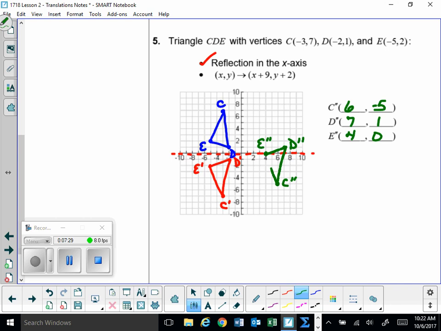Make sure you draw in that last figure. So we have done both a reflection and a translation to get our final answer.